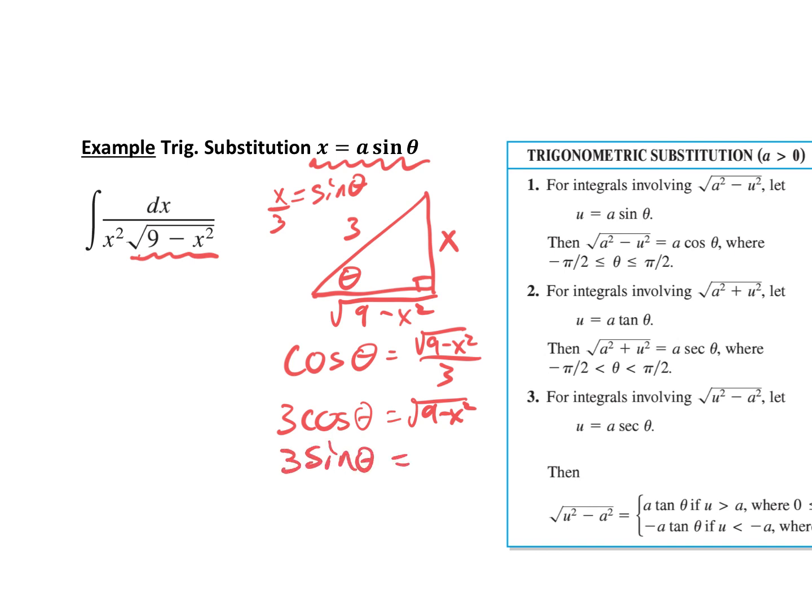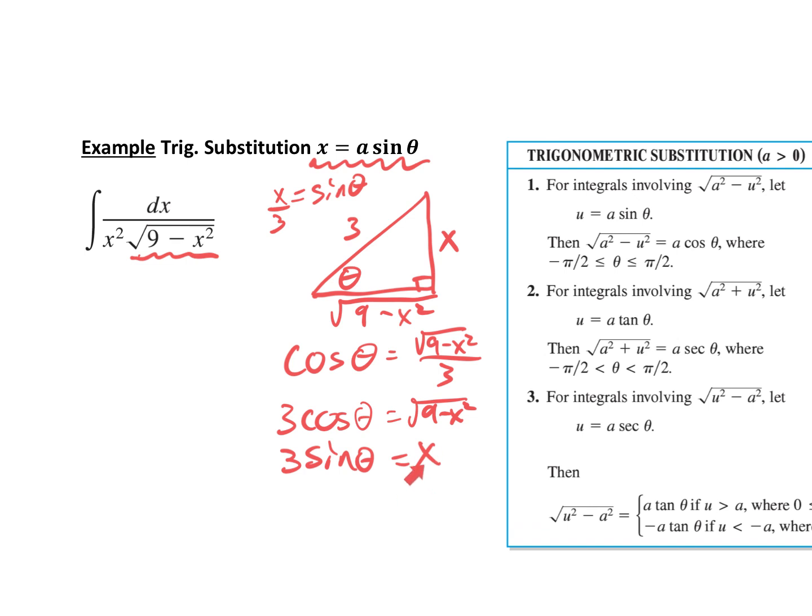Oops, x. And we're going to need one more. So we're ready. We can substitute for x. We can substitute for the square root there. But we need to also substitute for the dx. We're going to change everything here into thetas. So let's get one more. We need an expression for d theta.